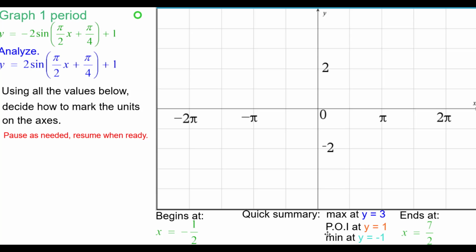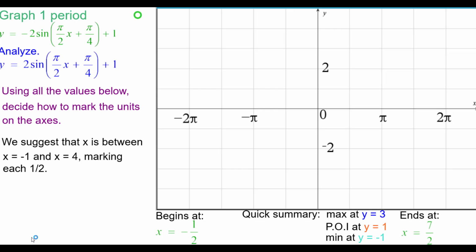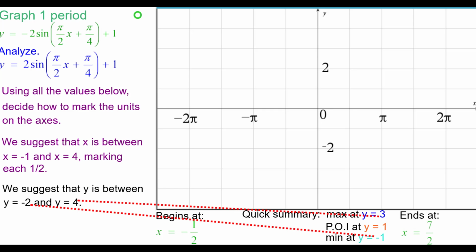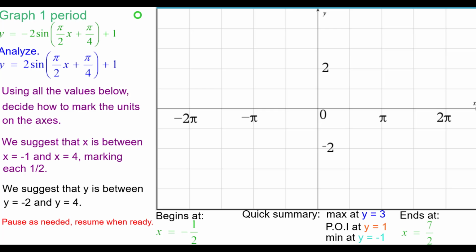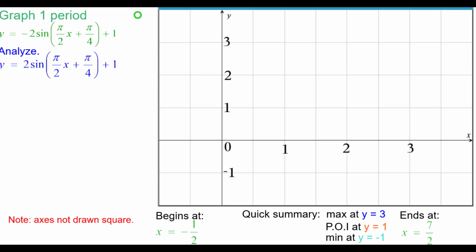Using all the values below, let's decide how to mark off the units on the x-axis and the y-axis. We suggest that x is between -1 and +4, marking each 1/2. And we suggest that y is between -2 and 4, marking off each unit. Pause to create that. Resume when you're ready. The axes are not drawn square, but they do include all the values that we need.